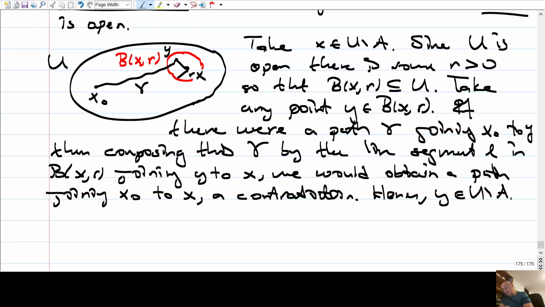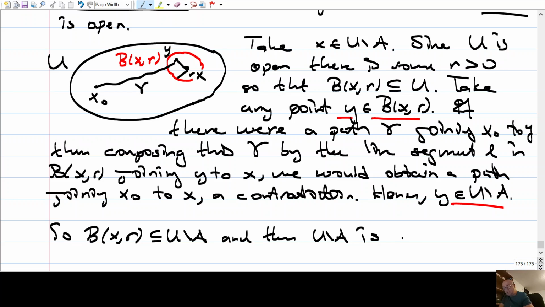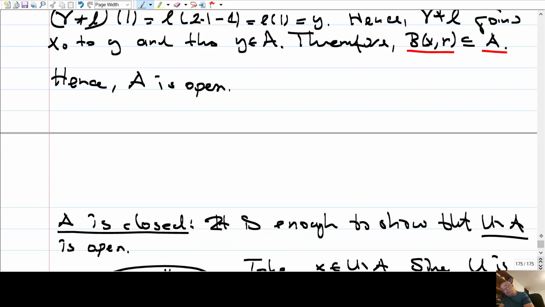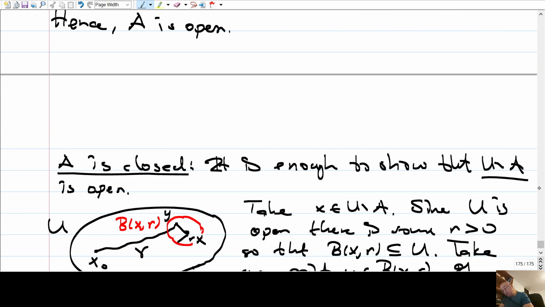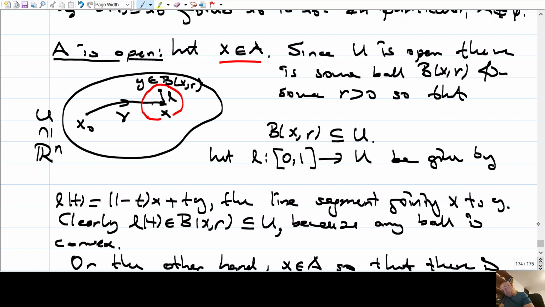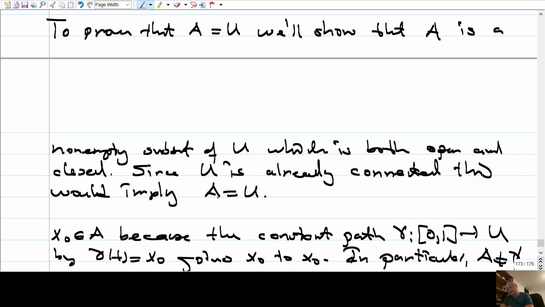So what we see is then any point in bxr lies here. This would show us what? So bxr lies inside u minus a, and thus u minus a is open. And this is what we wanted to show, right? This means a is closed. Okay, so we showed that A is both open and closed and non-empty. Therefore, A is equal to U.